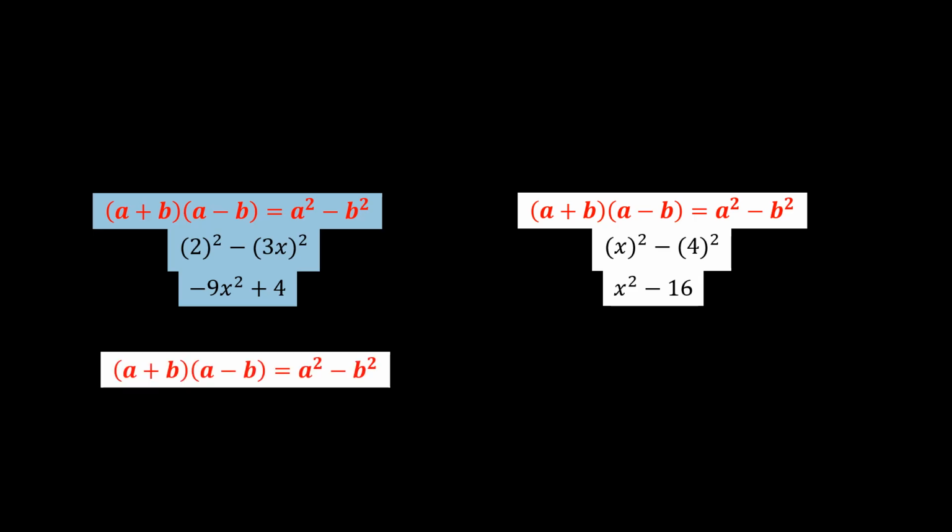So I can simply use the formula of a squared minus b squared, where I can recognize that the a is 5x and the b would be 7. So I would plug that in. 5x squared minus 7 squared.